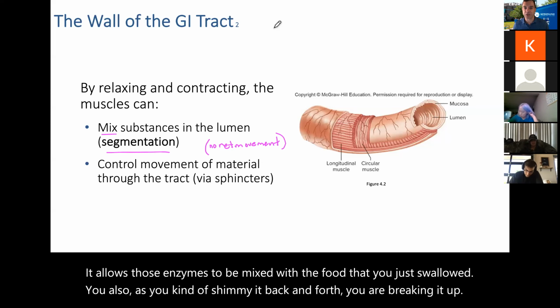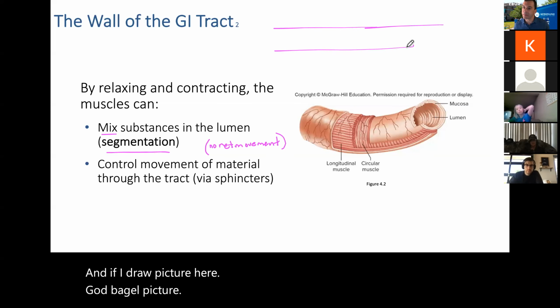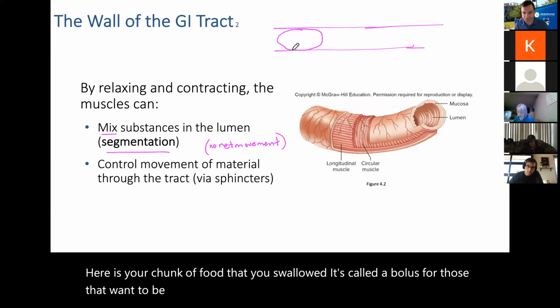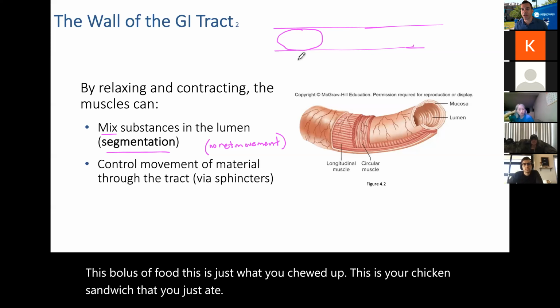If I draw a picture here, a big old picture. Here is your chunk of food that you swallowed. It's called a bolus for those that want to know. BOLUS. This is a bolus of food. This is just what you've chewed up. This is your chicken sandwich that you just ate, congealed into this blob.